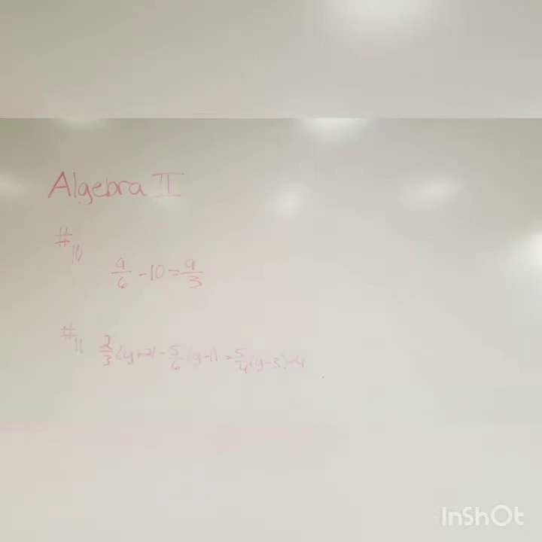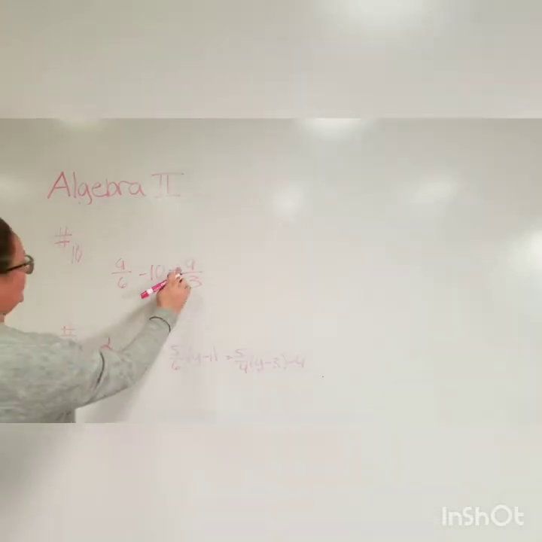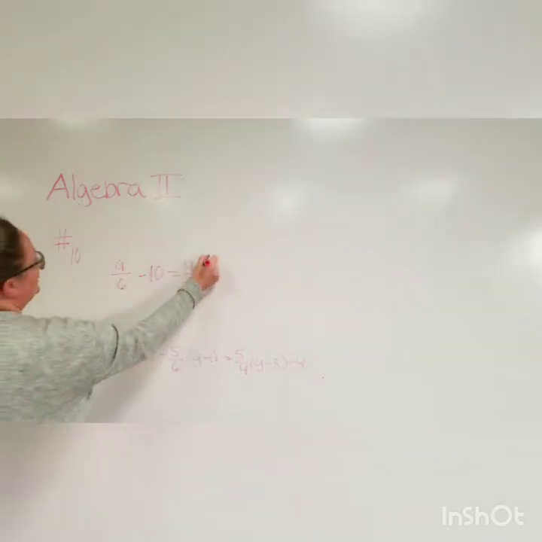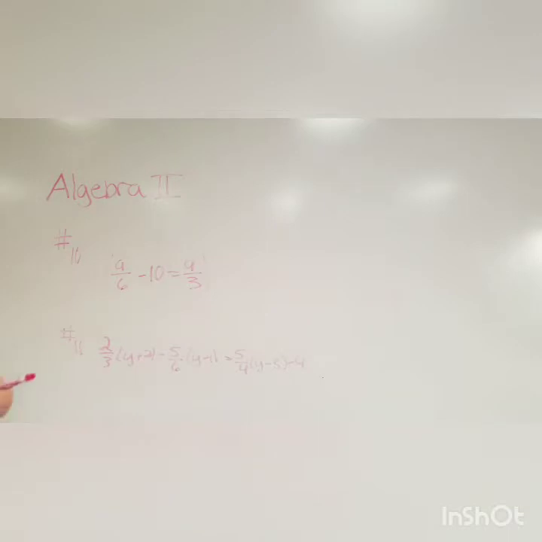And number 10, we're going to move on to some equations with fractions. You see here, we actually have an equal sign in this problem. A over 6 minus 10 equals A over 3. So we're actually going to eliminate our denominators and solve for our variable, which is an A. So that means we need to multiply the whole equation by our common denominator. The common denominator of 6 and 3 is 6.